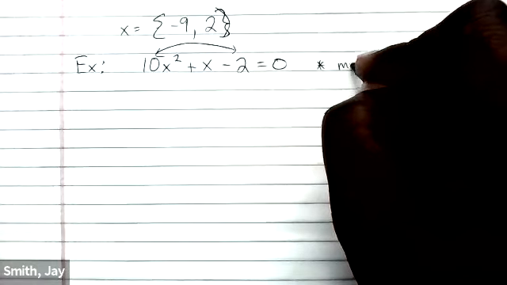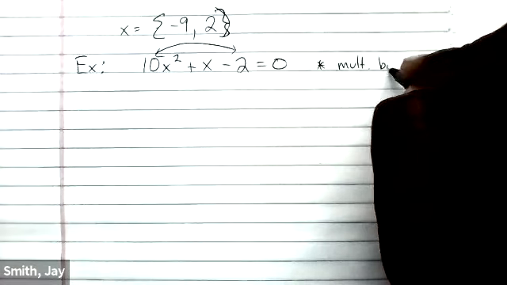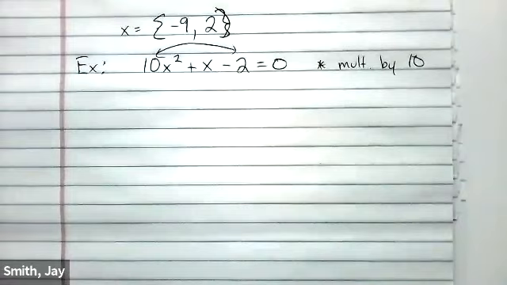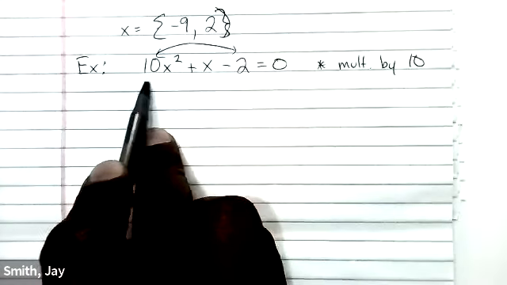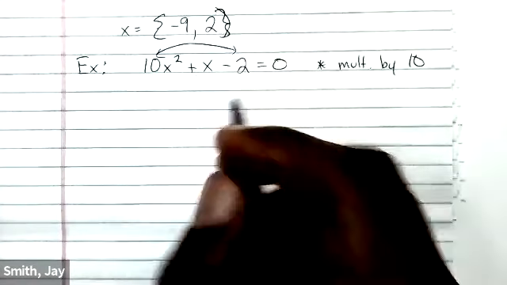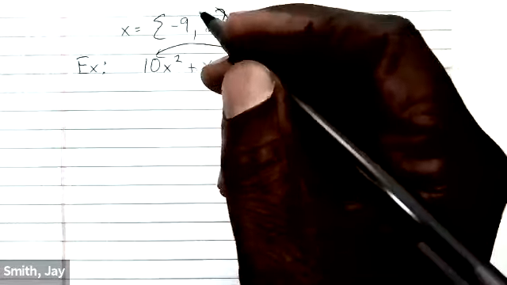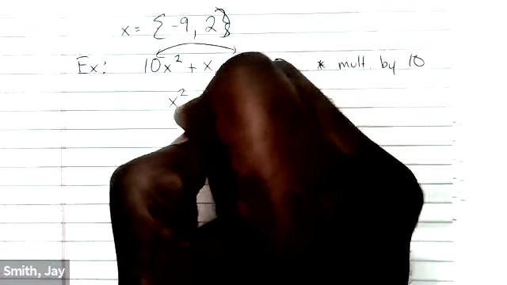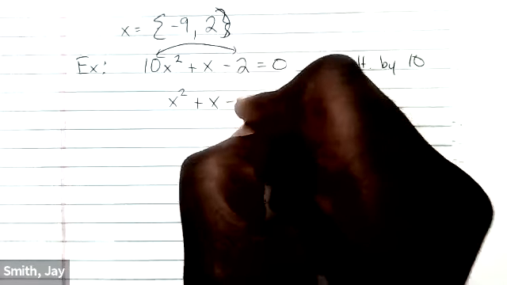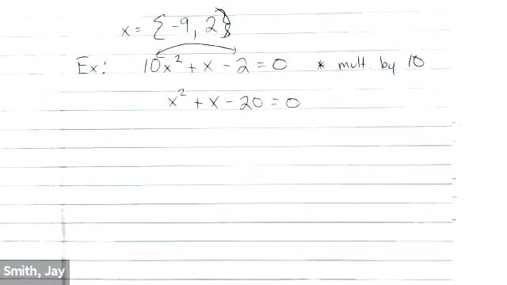So the first step, I'm going to multiply by A, or in this case, we're going to multiply by 10. And we're going to rewrite it, forcing our leading coefficient to be positive 1. So now what started as 10x squared plus x minus 2 is going to become x squared plus x minus 20. And this is equal to 0.